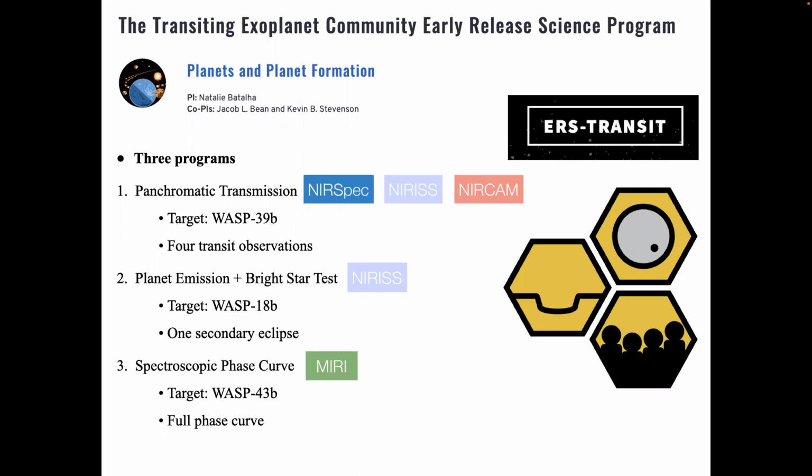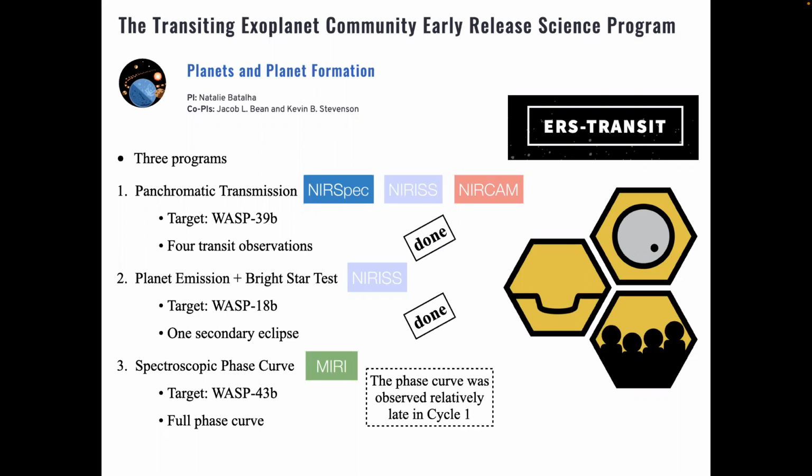The program is divided into 3 sub-programs. First, the study of the transmission spectrum using 3 different instruments, where one of the instruments is used in 2 different modes. Then the emission spectrum using MIRI, and then the phase modulation for the 3D.